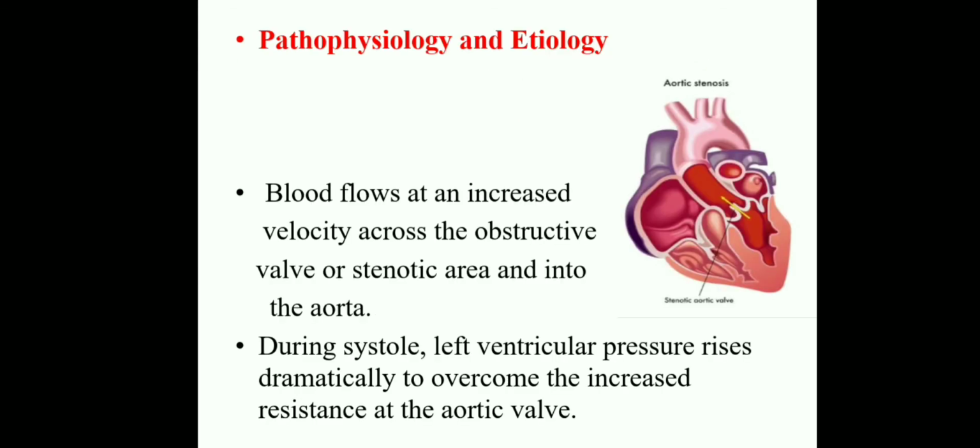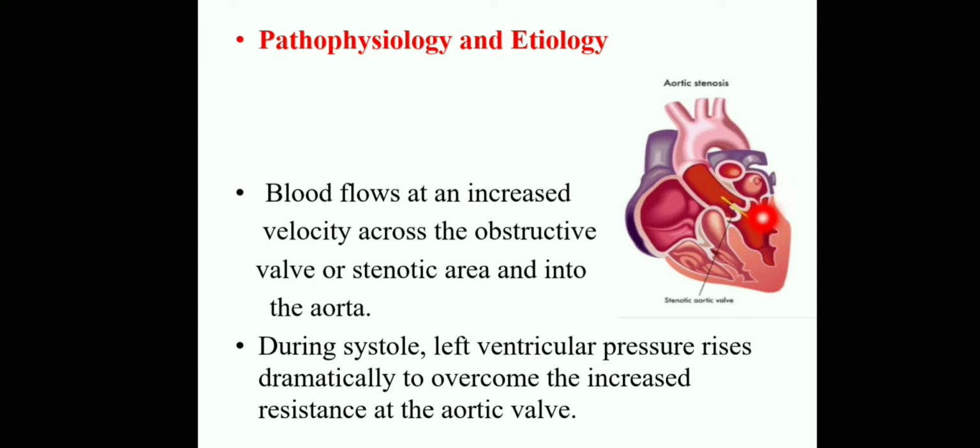Coming to the pathophysiology and etiology of aortic stenosis, we will discuss it as a flow chart. First, the blood flows at an increased velocity across the obstructive valve or stenotic area and into the aorta. Here the blood flow velocity is increased because the valve is narrowing, so the pressure is increased. During systole, the left ventricular pressure is raised dramatically to overcome the increased resistance at the aortic valve.